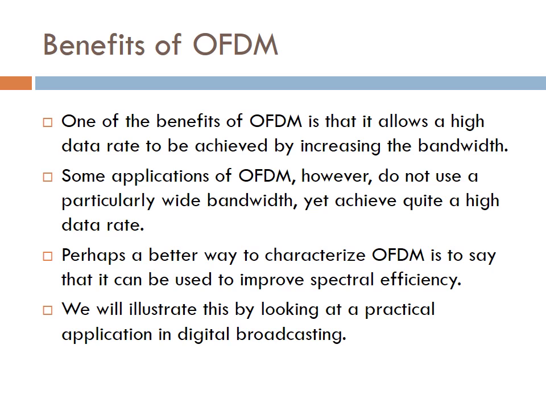One of the benefits of OFDM is that it allows a high data rate to be achieved by increasing the bandwidth. Some applications of OFDM, however, do not use a particularly wide bandwidth, yet achieve quite a high data rate. Perhaps a better way to characterize OFDM is to say that it can be used to improve spectral efficiency. This will be illustrated by looking at a practical application in digital broadcasting.